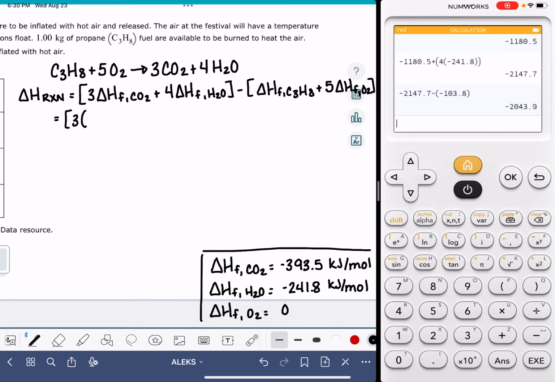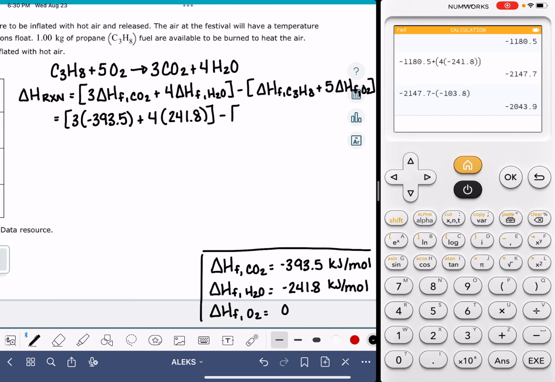The enthalpy of formation of CO2, I've copied it down here from the data table. It is negative 393.5. I'm going to leave the units off for now just to save space, but we'll bring the units back at the end. 4 times the enthalpy of formation of water, negative 241.8. I also left the states off in this equation, but all of these substances are in the gas phase. I left the states off again just to save space.